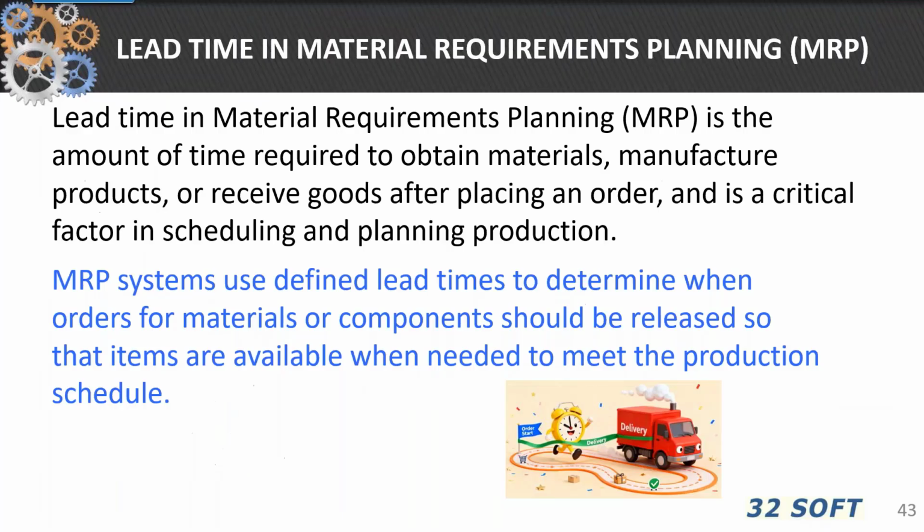Lead time in material requirements planning is the amount of time it requires to obtain, manufacture, and receive goods after placing the order, and is critical in scheduling and planning. MRP uses a defined lead time in 1.4.1 or 1.4.7 to determine when orders for materials or components should be released so that the items are available when needed to meet the production schedule.